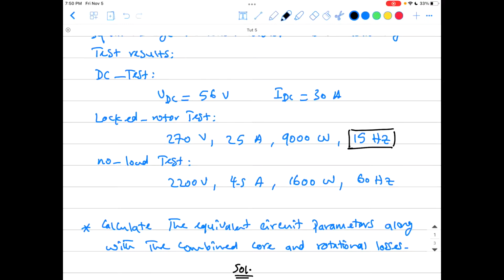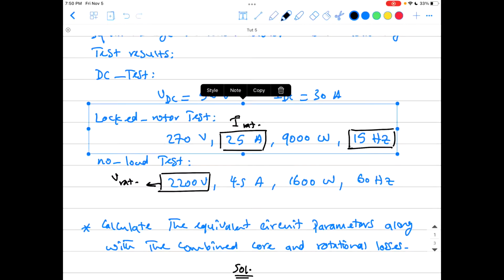For the no-load test, it gives you the voltage, current, power, and hertz. Obviously, the no-load test is done at the rated frequency, which is 60 hertz, so you don't need to do anything about it here. But keep this in mind: as we said before, the voltage at which the no-load test is done is the rated voltage, V rated, and the current at which the locked rotor test is done is the rated current.